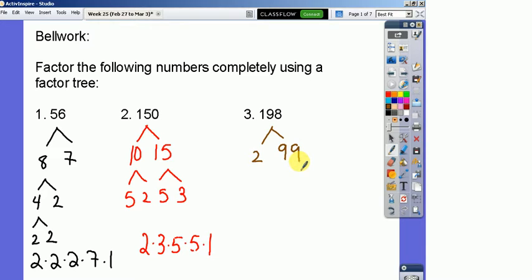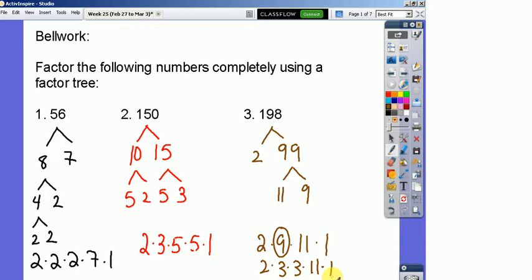2 and 99, yep. You can break that down into 11 and 9, and you have 2 times 9 times 11 times 1. Oh, and you can break down 9 into 3 and 3. Thank you. That's not a prime. So that would break down. So 2 times 3 times 3 times 11 times 1. Okay, are we good?